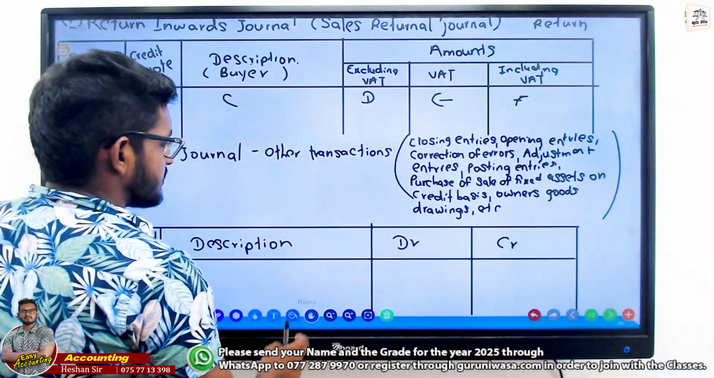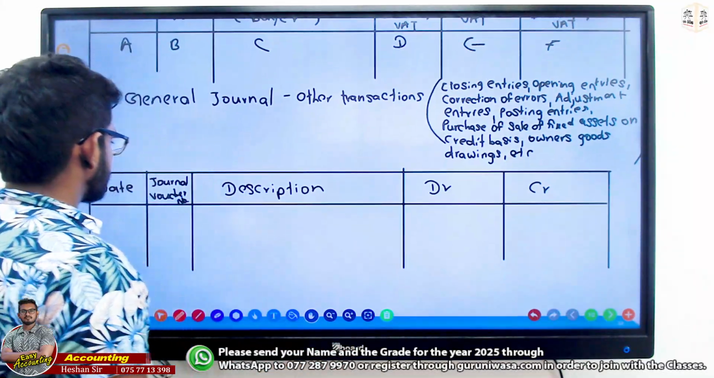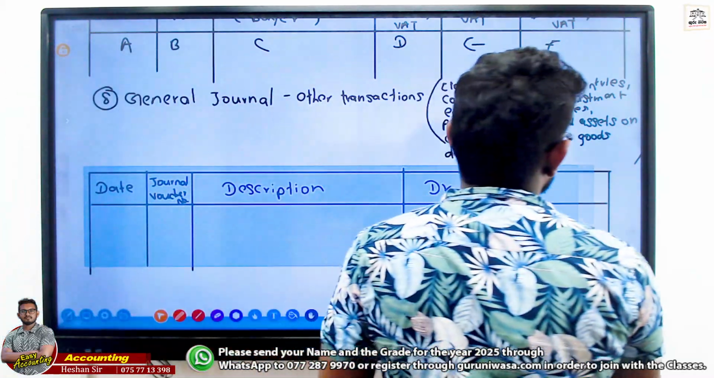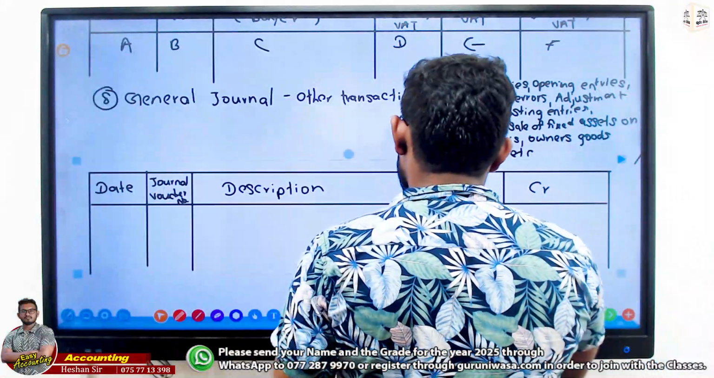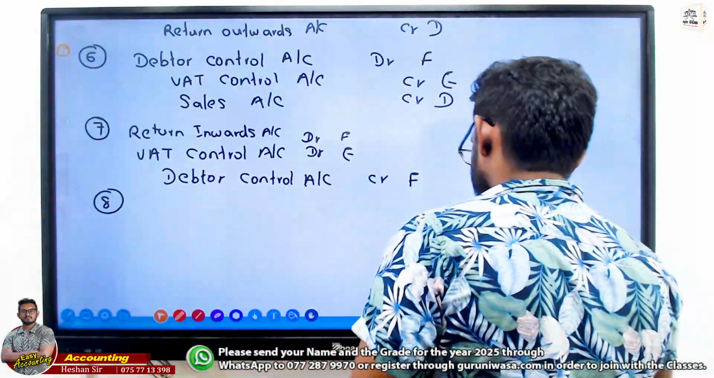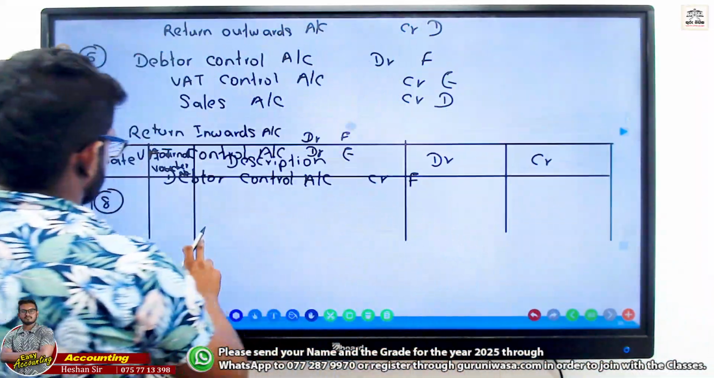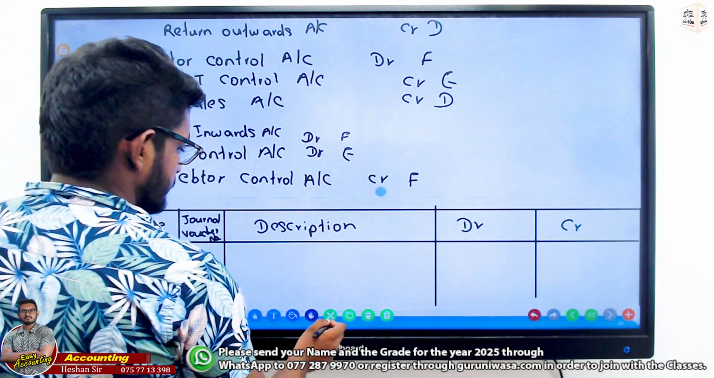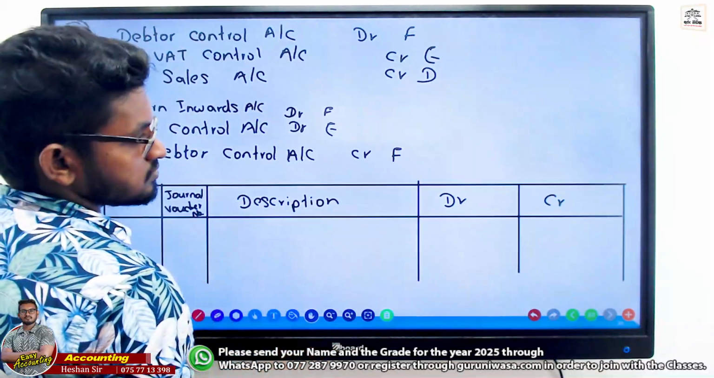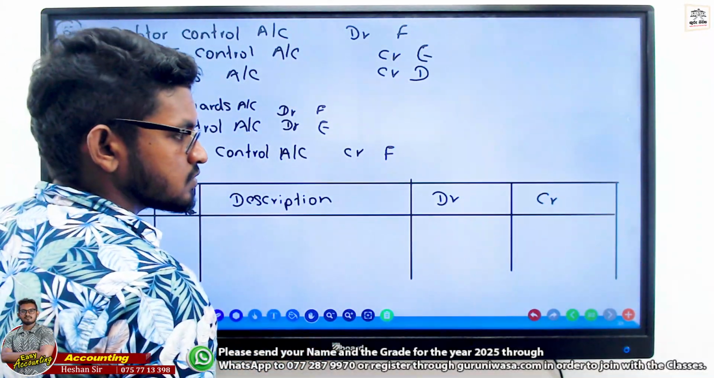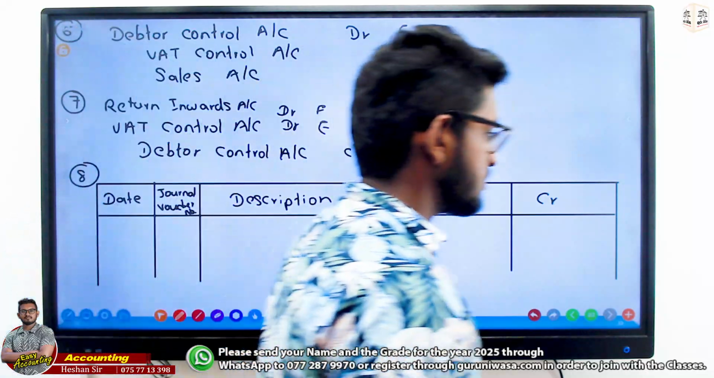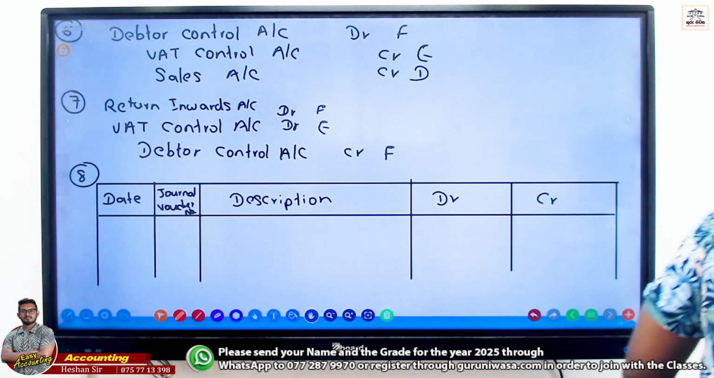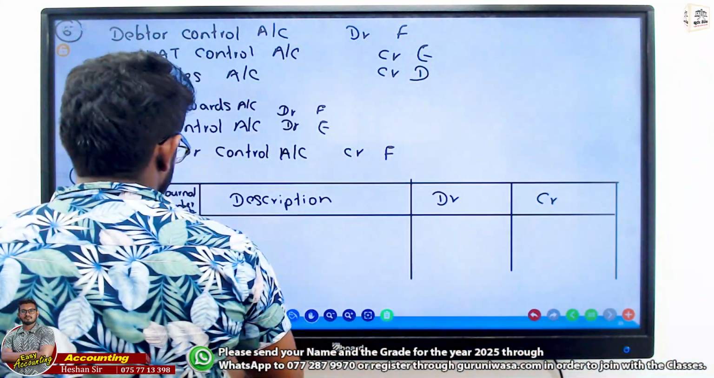So when we write the things in here, I'll draw the general journal same as this. This is the general journal. Be concerned. Right, this is the general journal.